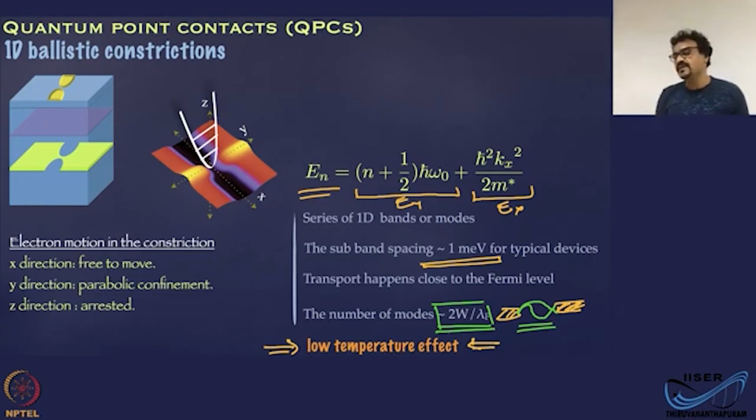So if you factor in all these, and also the one-dimensional subband spacing of the heterostructure or the interface or the two-dimensional electron system, what you can understand is that you need a low temperature environment to carry out these experiments or to observe this effect. So this is a cryogenic transport experiment, whatever you are going to do. Okay, all right.